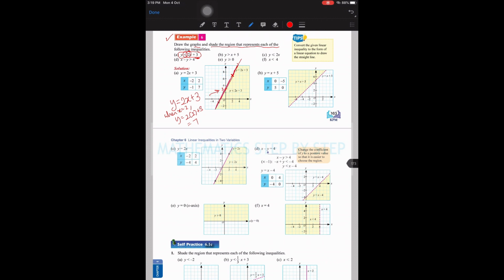Then y is less than or equals to, so is the region below the straight line. Okay, so we'll shade here.